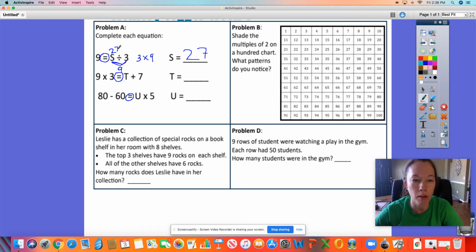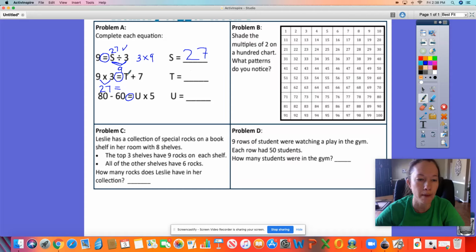And I always want to plug it back in, right, to check to make sure that that works, that 27 divided by 3 is 9. Problem number 2 says that 9 times 3 is the same as some number plus 7. Now, if you weren't paying attention, you would have just said, oh, well, 9 times 3 is 27, and then you would have written 27 as your answer. But 27 is not our answer.